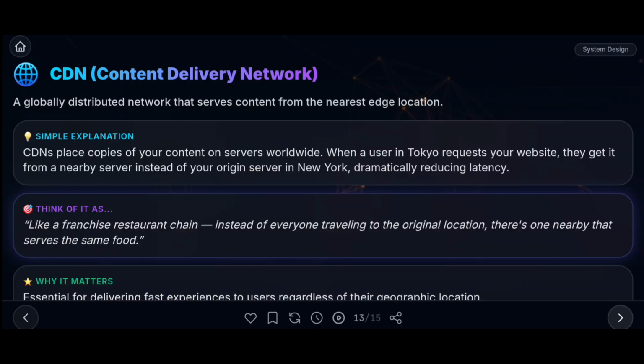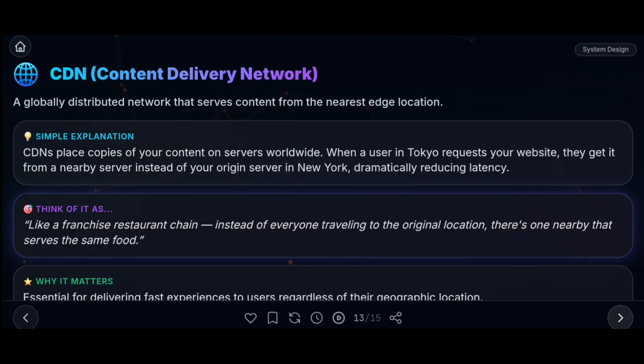The next concept is CDN, Content Delivery Network, a global distributed network that serves content from the nearest edge location. CDN places copies of your content on servers worldwide. When a user in Tokyo requests your website, they get it from a nearby server instead of your origin server in New York, dramatically reducing latency.